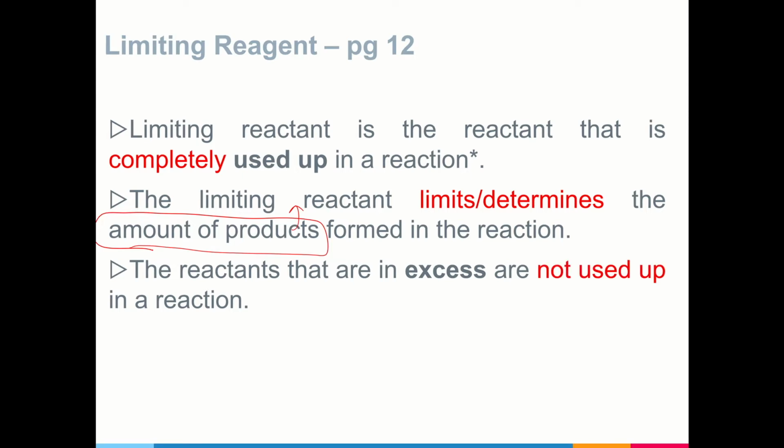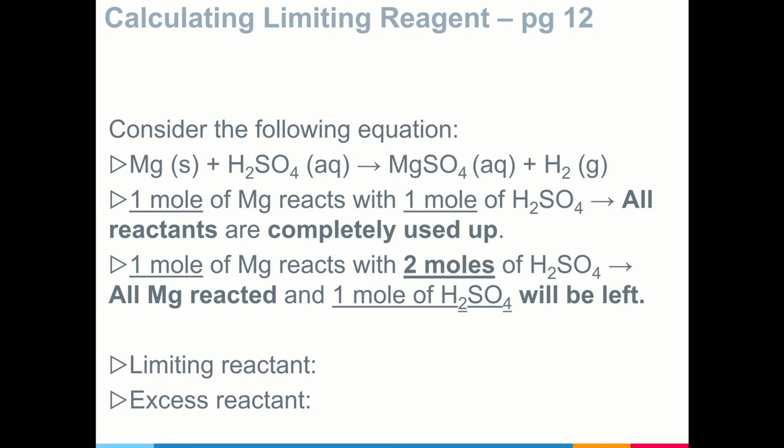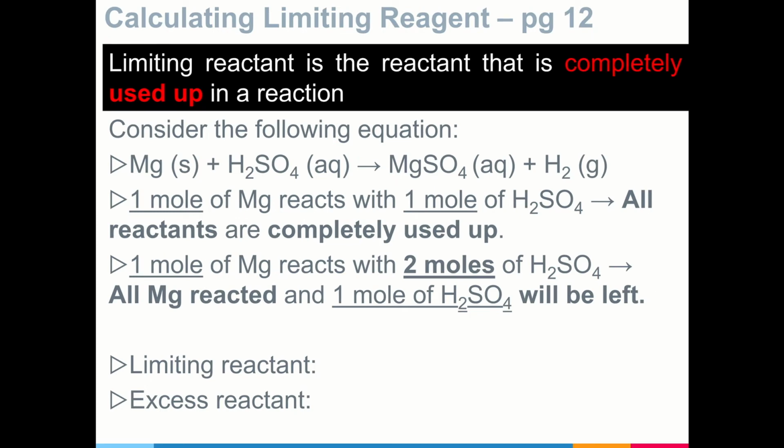So let's take a look at this reaction. I have magnesium reacting with sulfuric acid, so I form my salt and I form my hydrogen. From the mole ratio, I know that this is 1:1. 1 mole of magnesium will react with 1 mole of acid. However, if I want to react 1 mole of magnesium and I give 2 moles of sulfuric acid, this is in excess.